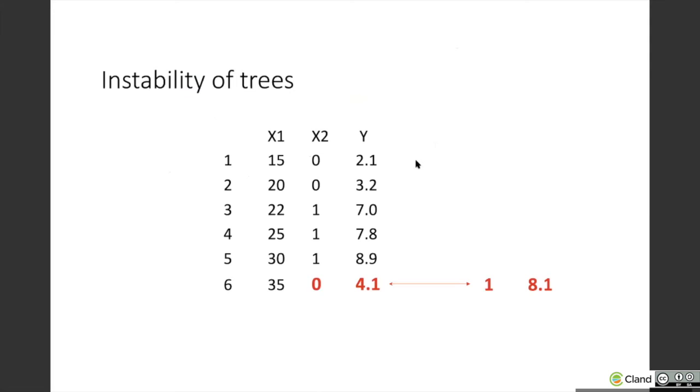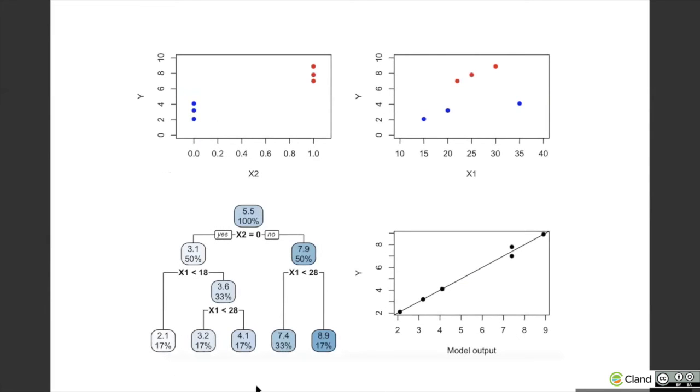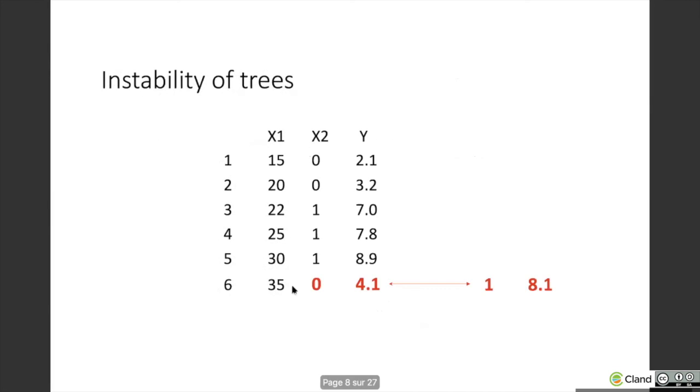This tool is very popular because it's very easy to understand how it works. It can be used to identify the most important input: the most important input is the first selected, the least important the last selected. And it's also useful to identify optimal thresholds and make categories. However, there is a big limit in this approach. The limit is that trees are unstable.